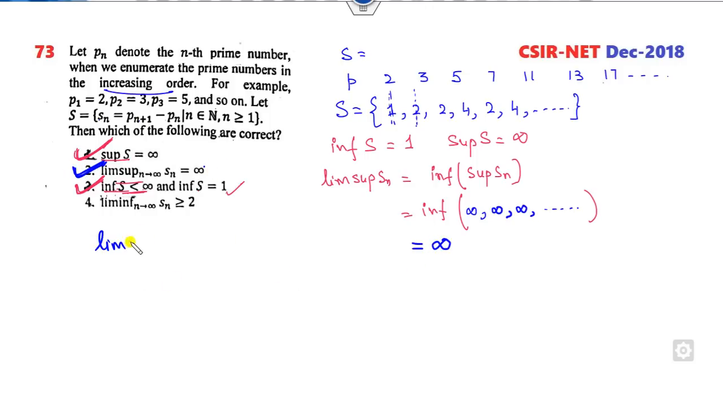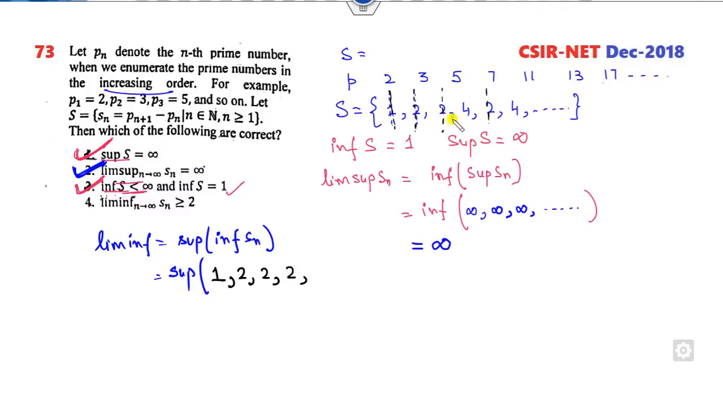Then how do you find the limit infimum? That's the definition, supremum of the infimum of the s n. So that is supremum of, firstly, find the infimum of this, 1. Then discard the first element. What is the infimum of this? 2. Discard this element. What is the infimum of this? 2. Discard this element. Infimum 2. Discard this element. You will get 4. Discard this element. You will get 4 and so on.